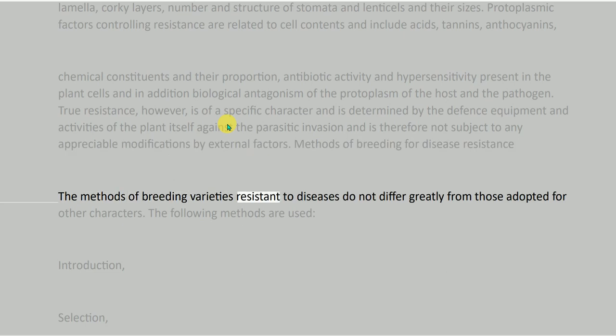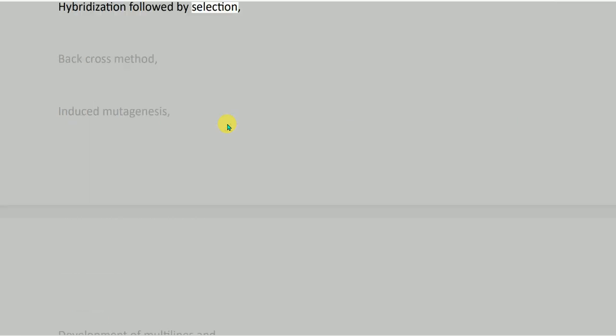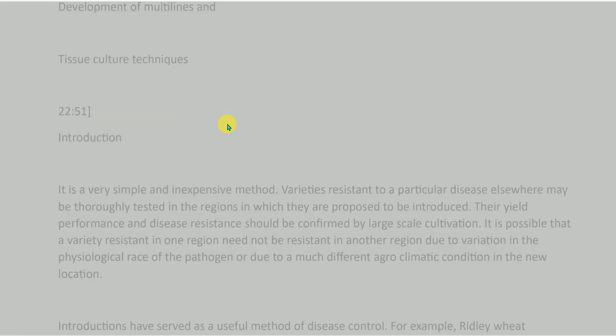The following methods are used. Introduction. Selection. Hybridization followed by selection. Backcross method. Induced mutagenesis. Development of multilines and tissue culture techniques. 1. Introduction. It is a very simple and inexpensive method.